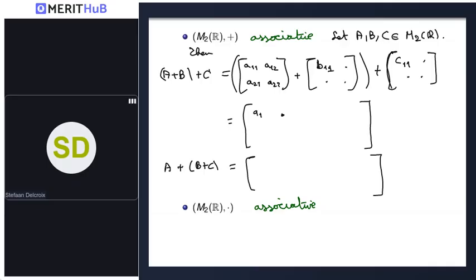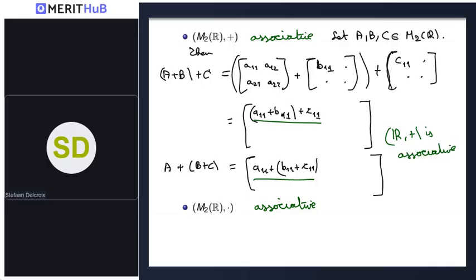Perfect. So first you add A and B, and then you add the C to it. But for A plus (B plus C), you first have to add the B and the C, and then the A to it. But they are the same because the real numbers under addition are associative. So it's not bad, but you just got to do this 4 times for each entry. But the matrices under addition, that's associative.